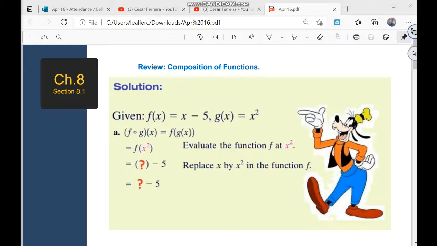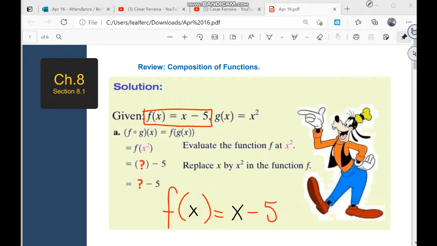Let's write this down here. First, write down f of x. This equals, and what's f of x? Here: x minus 5. Now, erase the x. You will replace x by the function g of x.